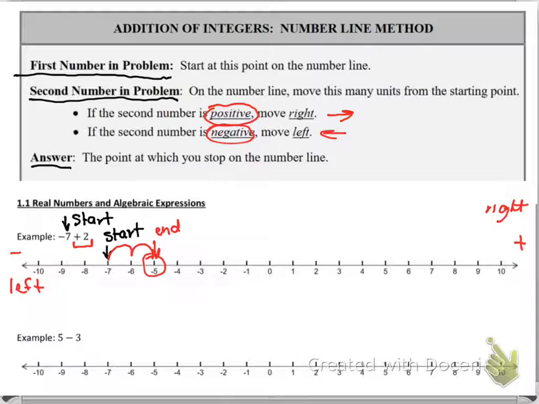Let's do another problem. Here, we're going to start with the number 5. The first thing I would ask you is, is the number 5 positive or is it negative? A lot of times people get a little bit confused by this because they see this negative sign here. I said this in a previous video, I'll say it again. This negative sign always belongs to the number that it is in front of.